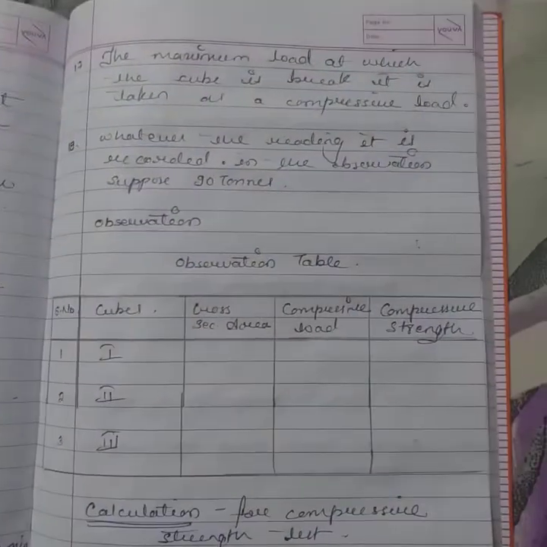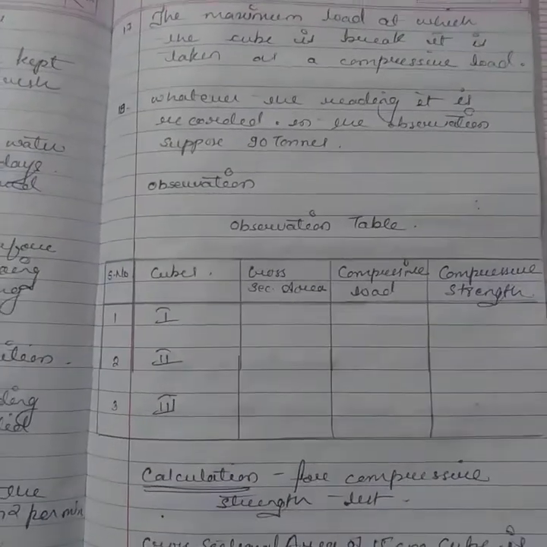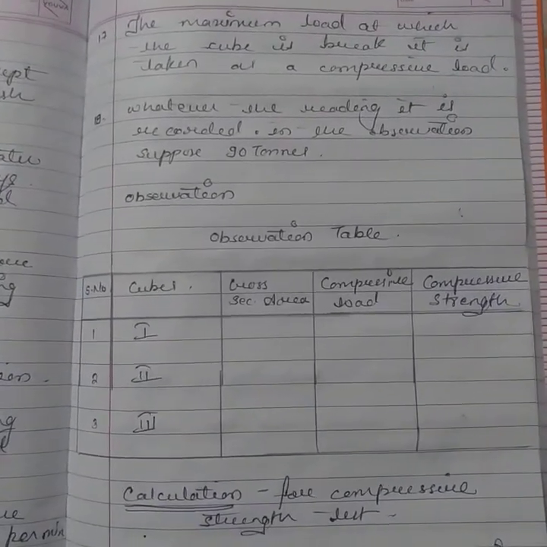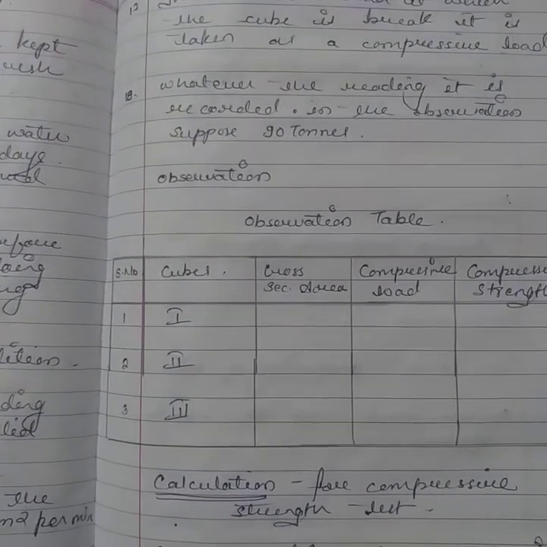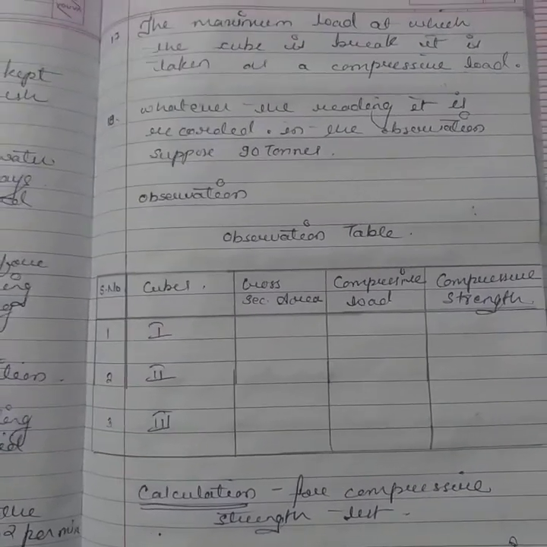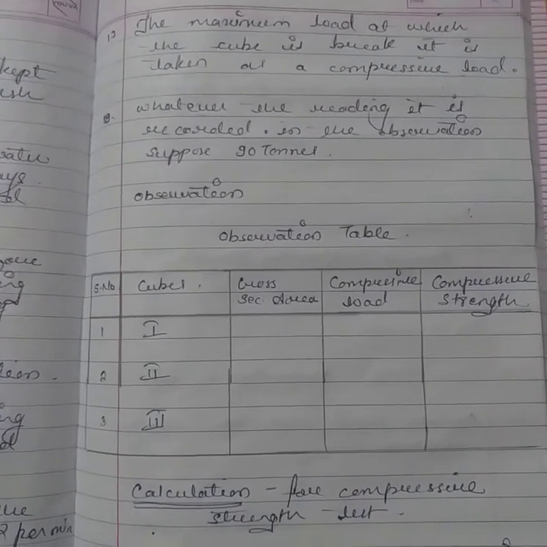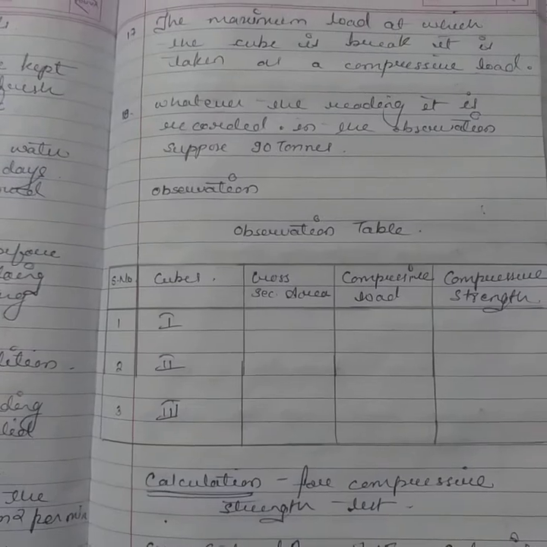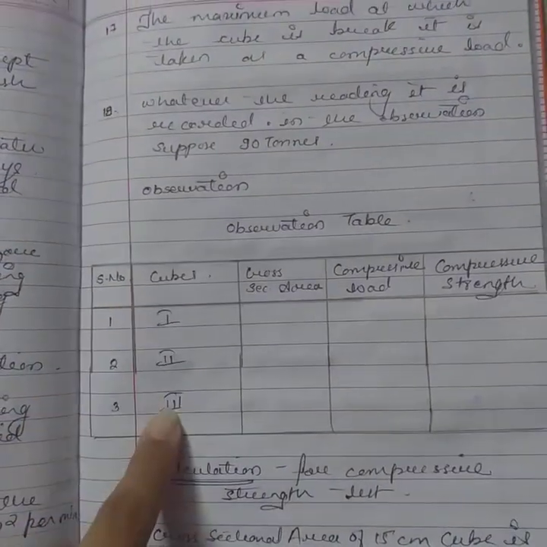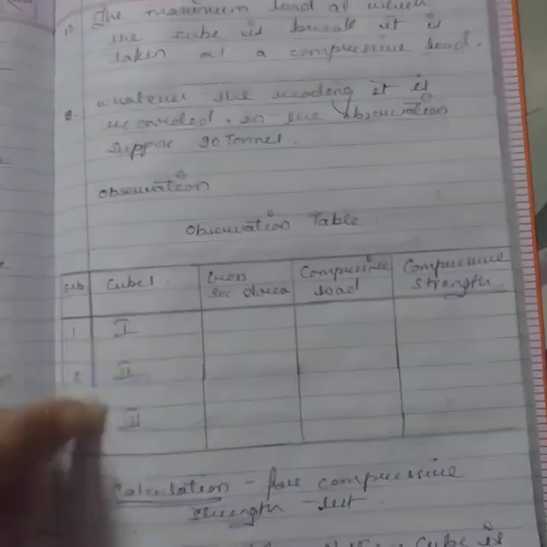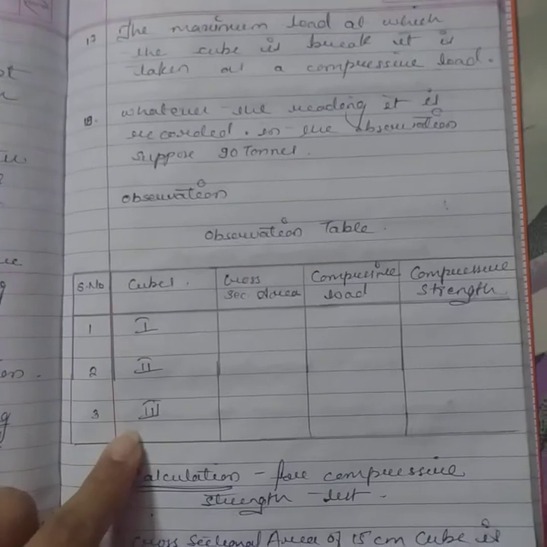The maximum load at which the cube breaks is taken as the compressive load. Whatever the load at which the cube breaks, note down the reading and take that as the compressive load. After that, record that reading and repeat the procedure similarly for the next cubes. Now the observation: we have taken 3 cubes, so I have written 3 cubes here. Whatever number of cubes you have taken, you have to write that only.